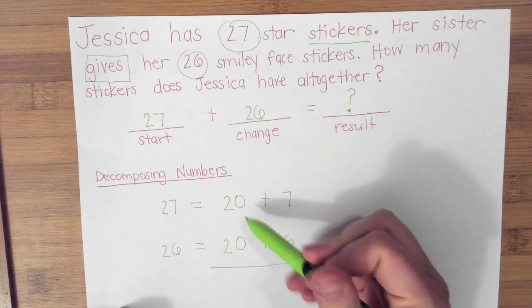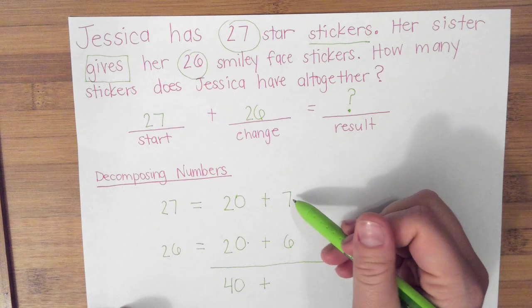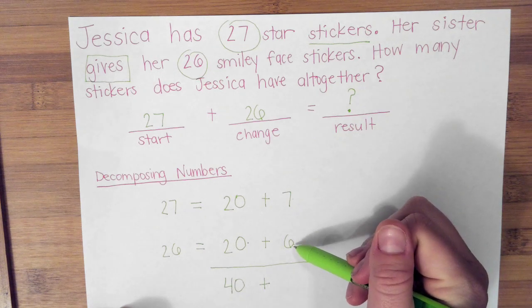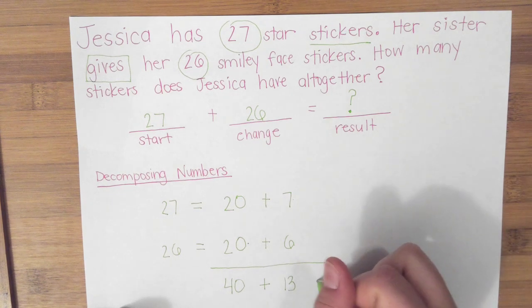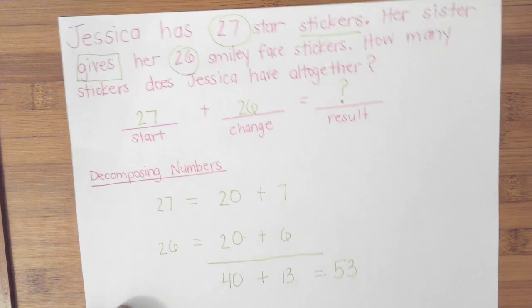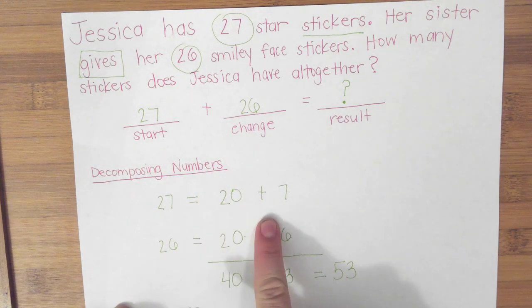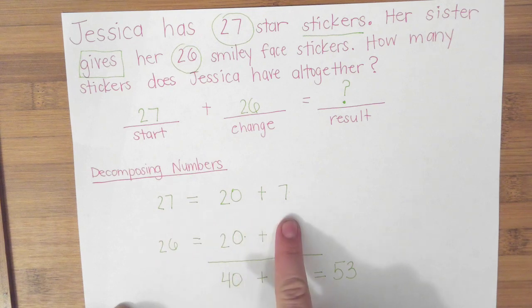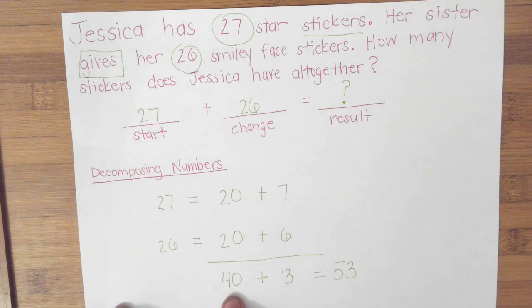So I'm looking to know that 20 plus 20 is 40. And I want to add 7 plus 6. Well, I know 7 plus 6 is 13. So I want to figure out 40 plus 13 is equal to 53. So I know that when I've looked at 27 and 26 to add them together, I just broke them down. I knew that 27 was 20 plus 7 and 26 was 20 plus 6. Then I added the tens place, and I added the ones together to get 40 plus 13, and when I added those two together, I got 53.